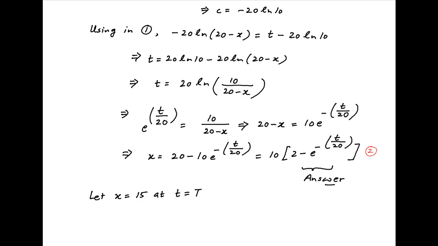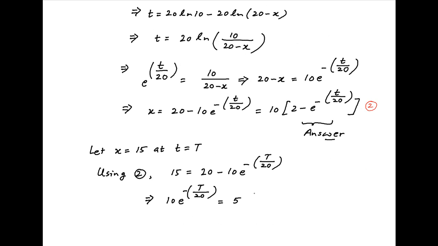Now let's assume that x is equal to 15 kgs at t is equal to capital T. Using the above equation, we get 15 is equal to 20 minus 10 times e raised to the power minus capital T upon 20. Therefore, 10 times e raised to the power minus T upon 20 is equal to 5, which implies that e raised to the power T upon 20 is equal to 2. Taking the log of both sides, T upon 20 is equal to ln 2, and therefore T is equal to 20 times ln 2, which is the required answer.